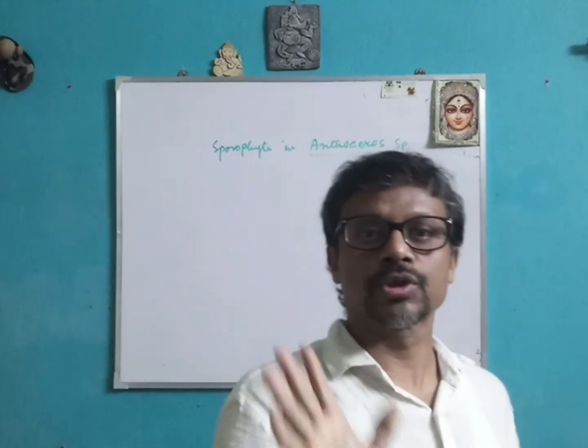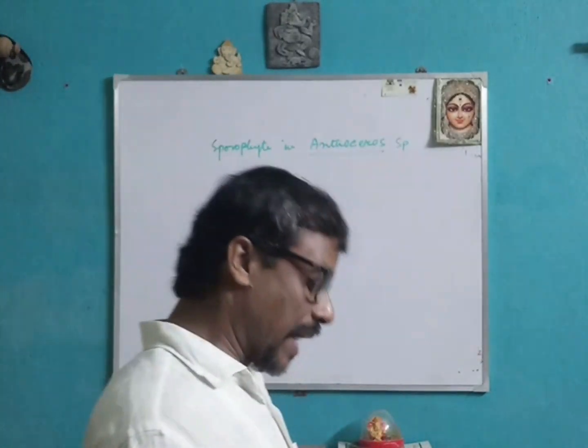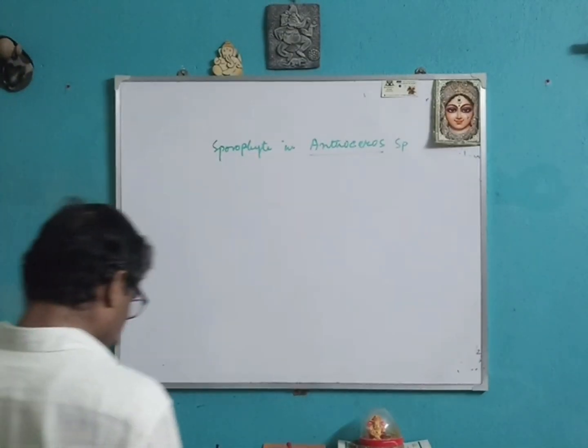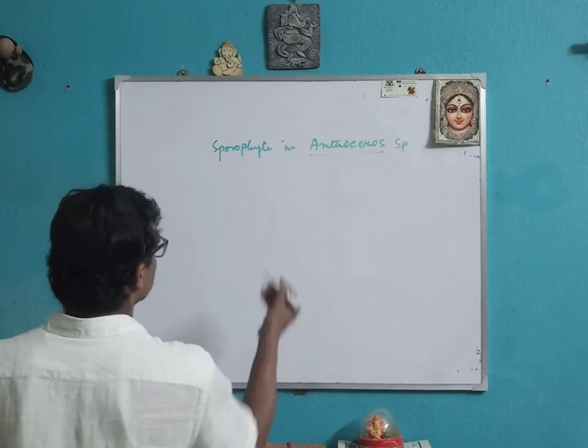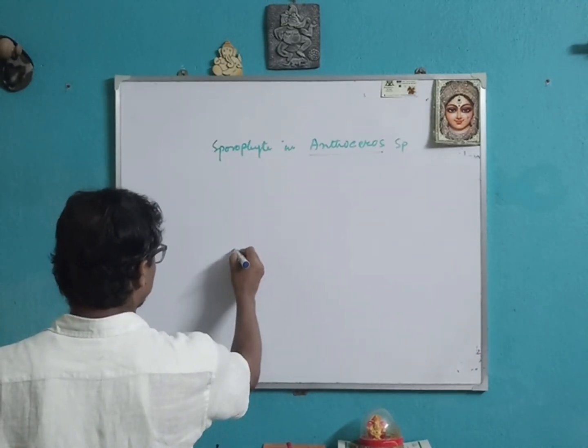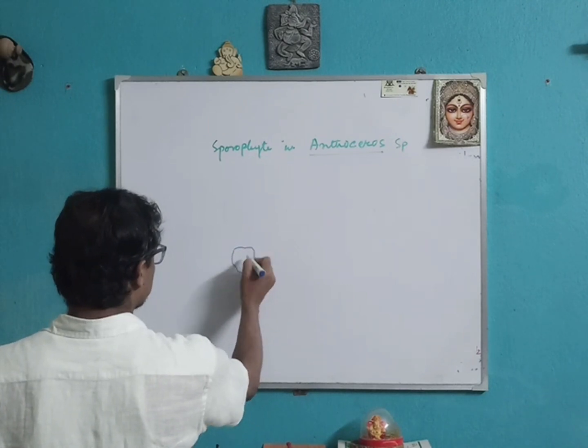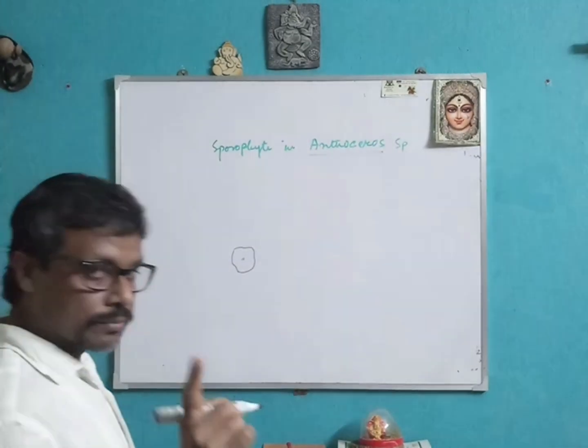Guys, today we discuss the Anthoceros sporophyte development. Now, what happened? Suppose this is the zygotic cell. Very good. So, the zygotic cell is a diploid structure.